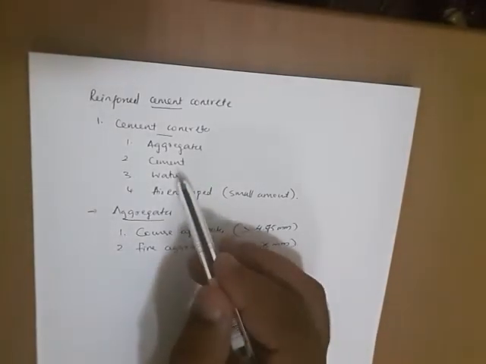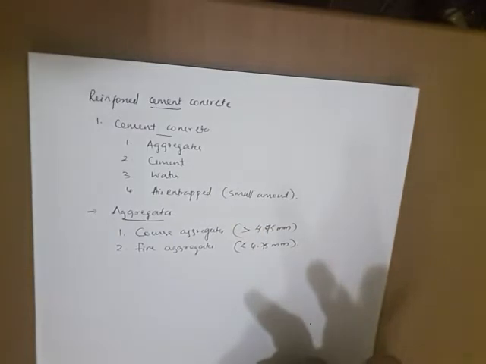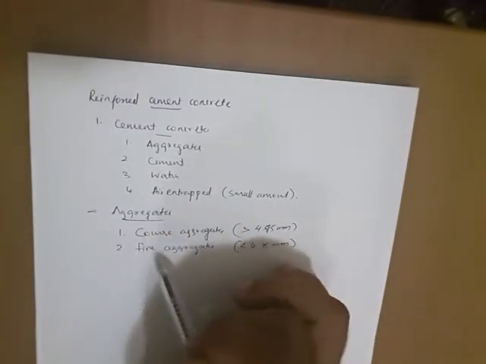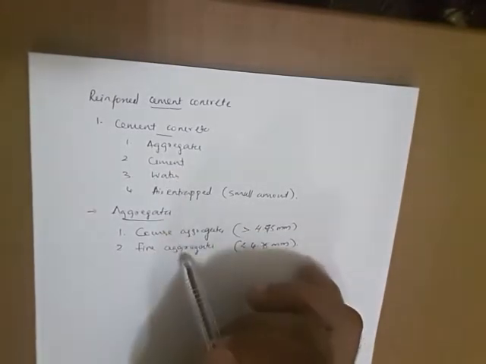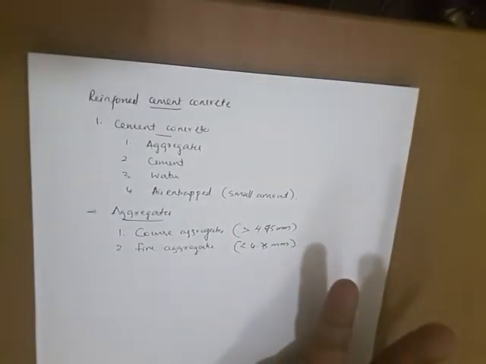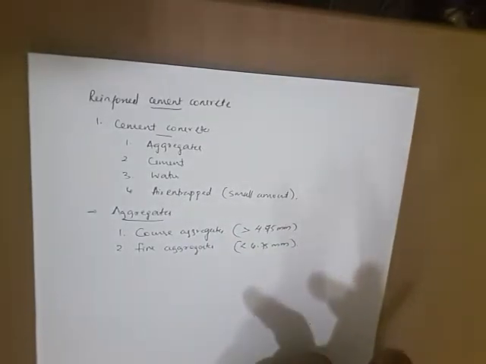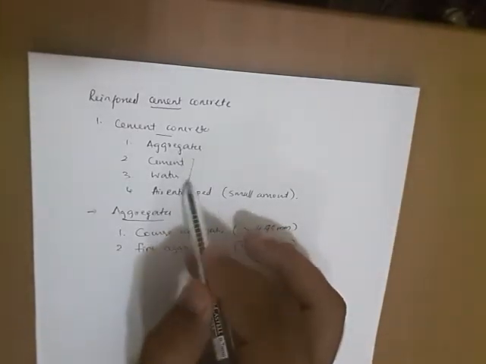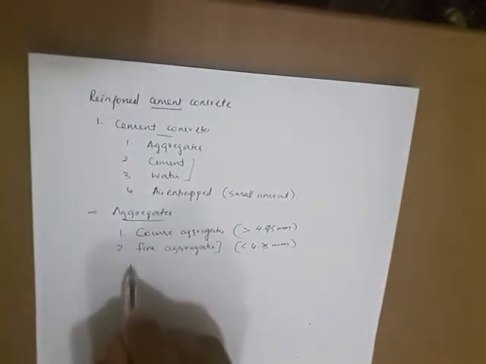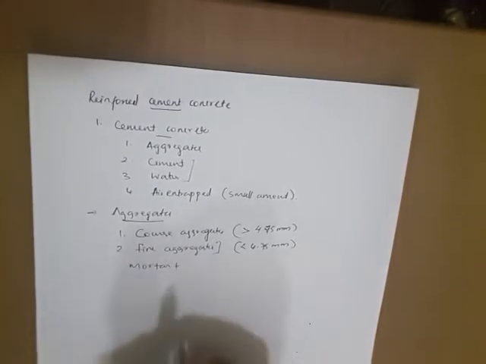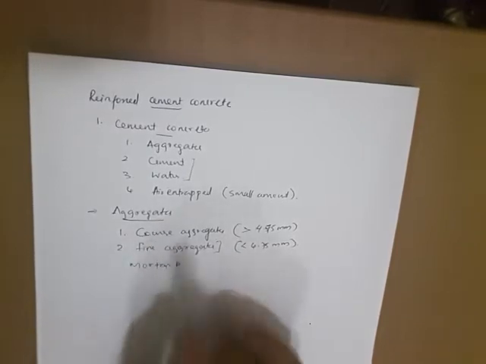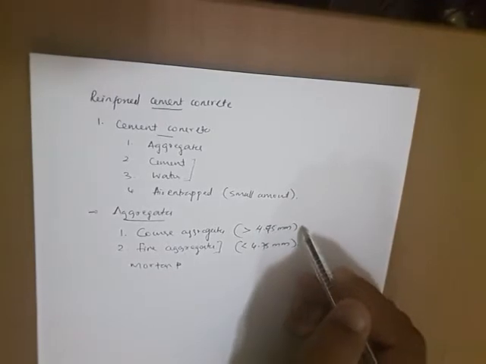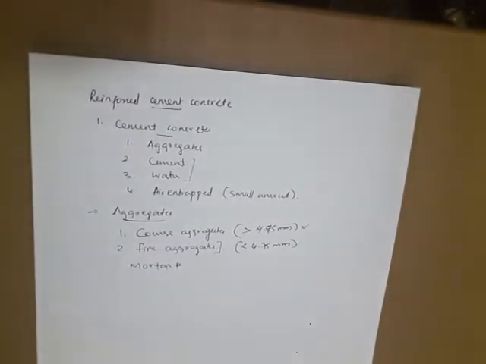And as we discussed, cement and water will generate a slurry. It will fill the voids within fine aggregates, and the mixture of cement, water and fine aggregate is known as mortar. And this mortar will fill the voids within the coarse aggregate, since the coarse aggregate's size will be greater than 4.75 mm.